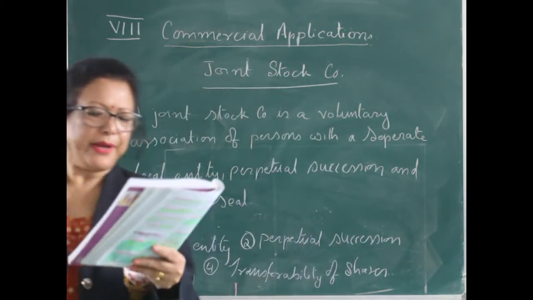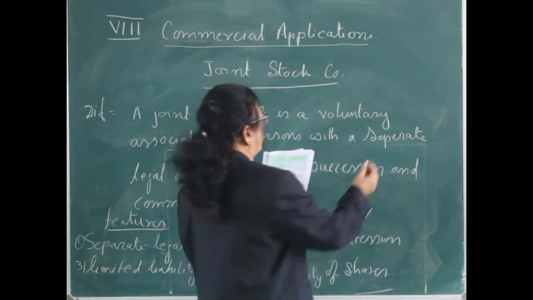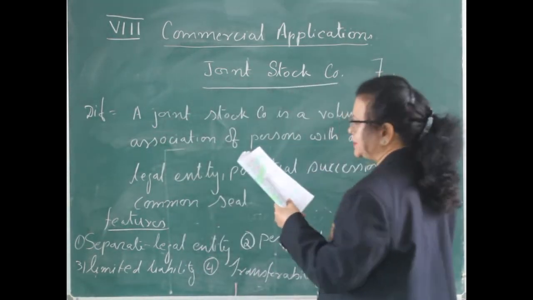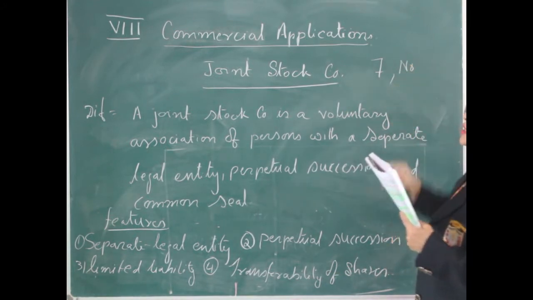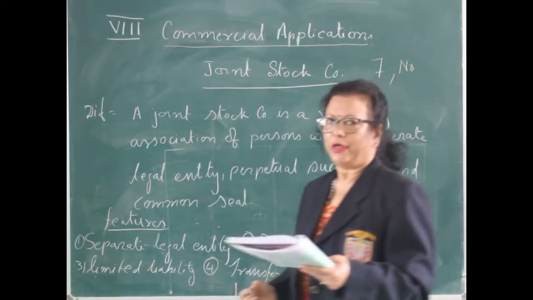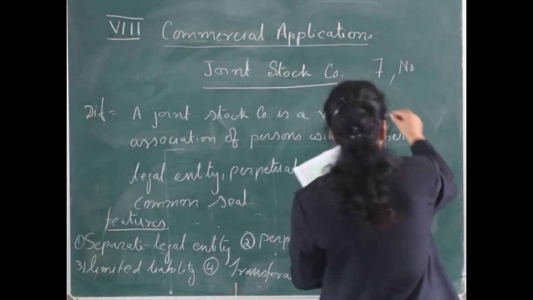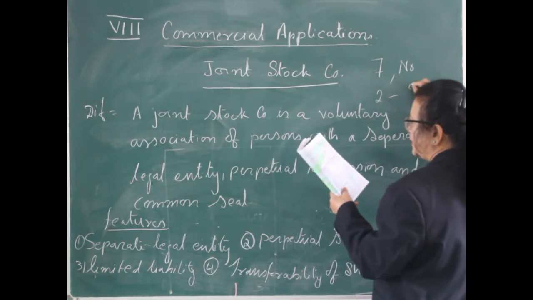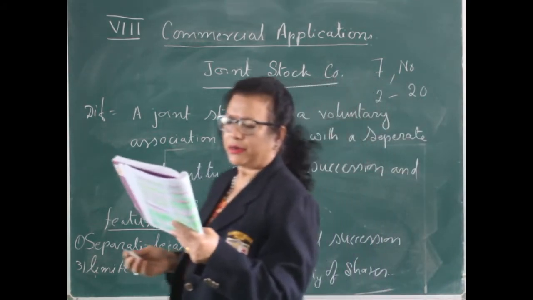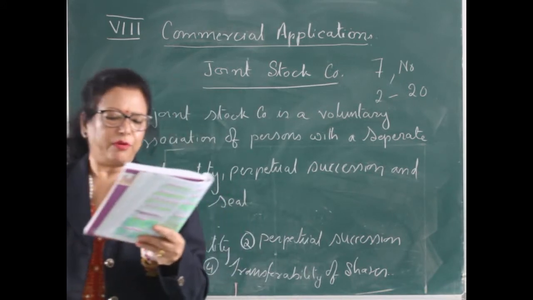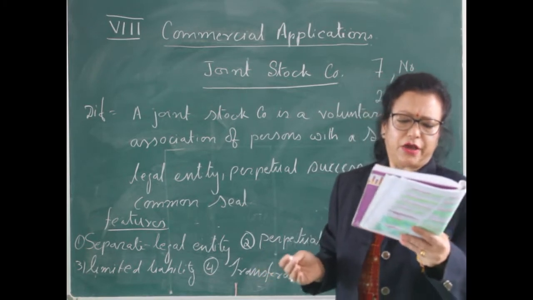Now, in a company, if it's a public company, the minimum number of members is 7 and there is no limit on the maximum. There is no limit of membership. Okay? And in case of a private company, the minimum number is 2 and the maximum is 20. Now in the partnership form of business, you'll find that the minimum number is 2 and the maximum is 50.